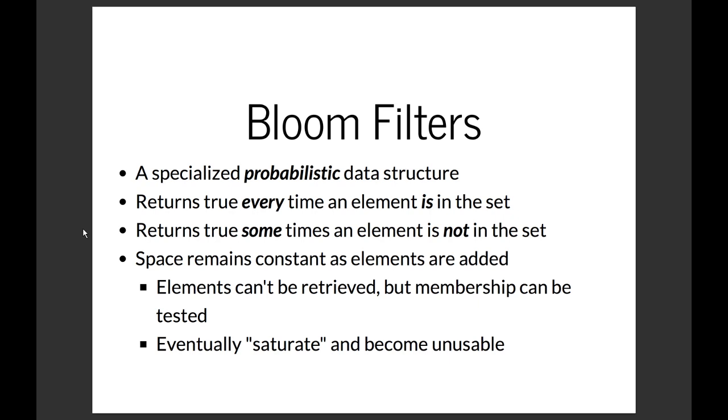So if you really need it to be like 99% accurate or 95% accurate, you can trade off. The trade-off is the more accurate you are, the more space you're going to take up. But the cool thing is that the space remains constant as elements are added to the Bloom filter. So it's allocated once, and then that's it. And it's a much, much smaller amount of space than you get with storing just the objects. You can't retrieve the objects because you're not actually storing them. You're storing a hashed version of them. But you can test membership, and that's what we really need here.